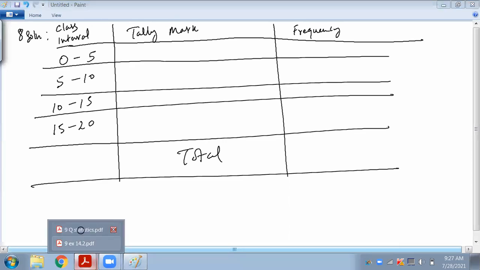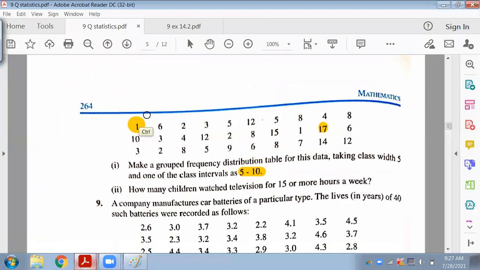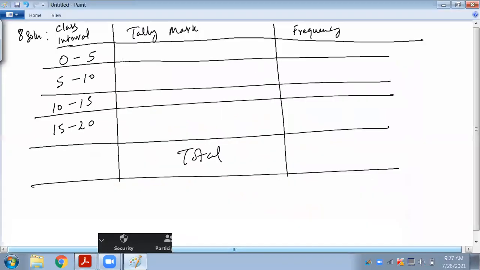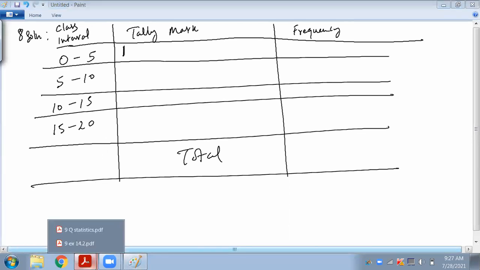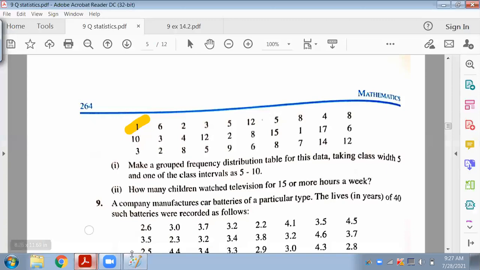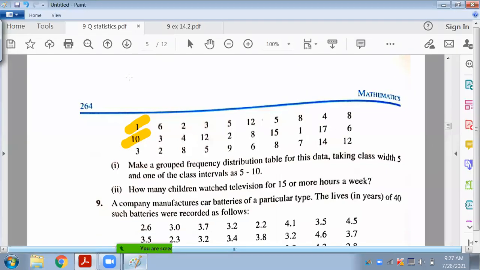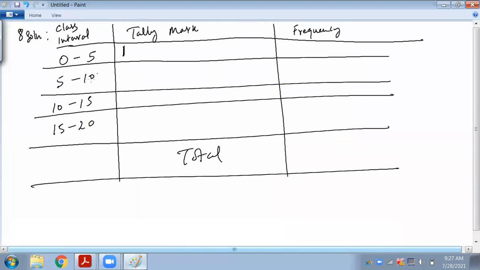Now we can cut one data and put the tallies. Cut the first data, that is 1, and put the tally here. The first data is 1, and 1 will fall between 0 to 5, so put the tally in the class 0 to 5. Next one is 10, cut 10 and put the tally. Where will we put 10? There are two 10s. We don't put it in the first one, we put it in the second one, so it will be in 10 to 15, not in the 5 to 10 class.